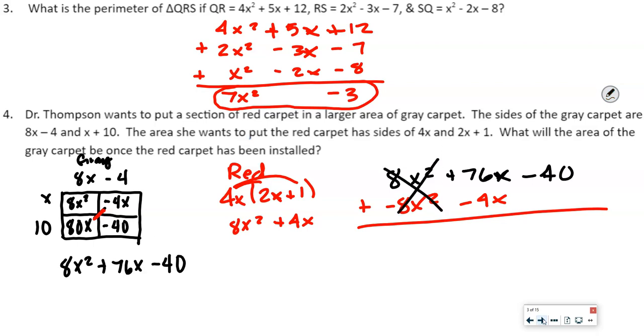Now this is going to be gone, and that's going to give us 76 minus 4 is 72x minus 40, right? Yep, I think the answer on the key is wrong. So that's the correct answer. Okay.